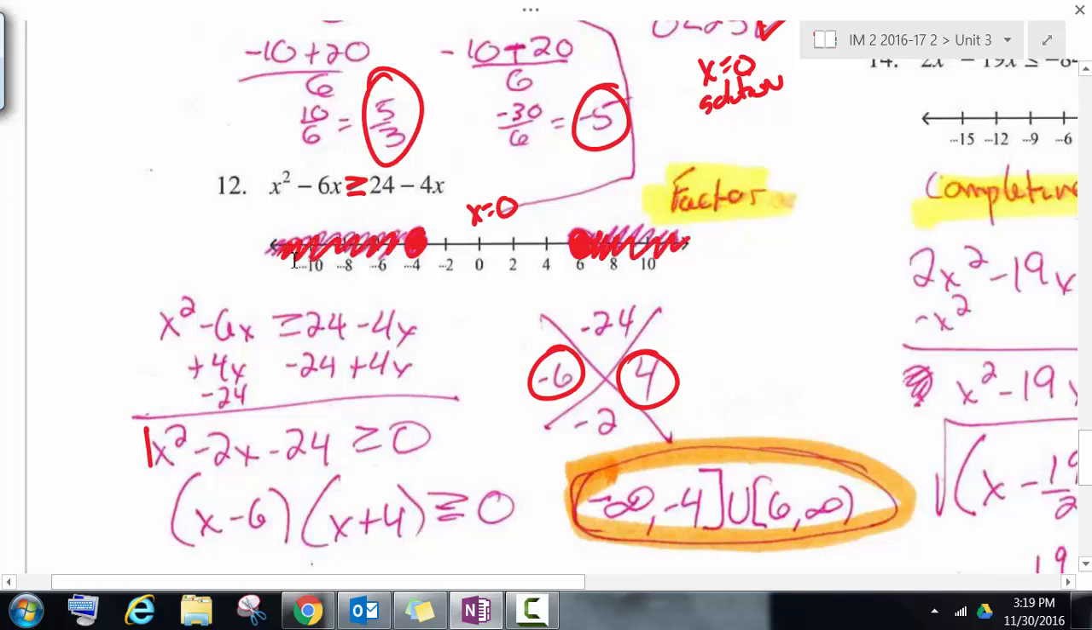So I have two parts to my answer. I have negative infinity to negative 4, that's what I have here, and I have a bracket on the negative 4 because it's shaded in. The u means I have two parts, so "and." It starts at 6 and it goes to infinity, and again it's a bracket because it was shaded in. So this is my answer. So that was my factoring method.